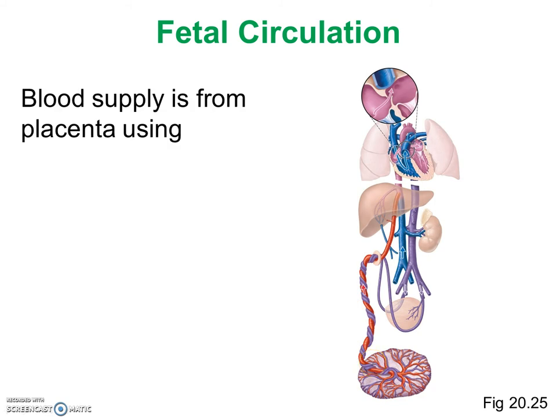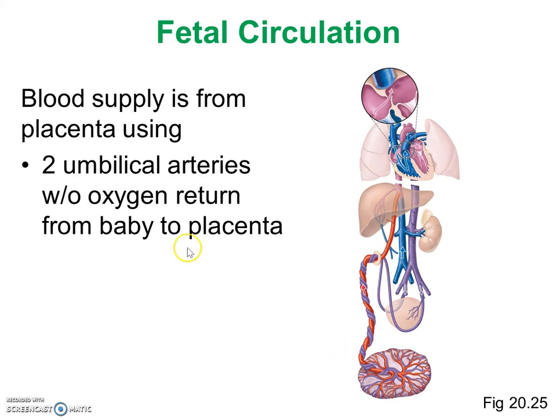So the key here is the blood supply with the oxygen is coming from the placenta and being returned to the placenta. So what we're going to do is have two umbilical arteries. Remember, arteries leave the heart. In this case, when they're leaving the heart, they have no oxygen, and they're going back. You notice right here, these two in the purple are going back with no oxygen from the baby back to the placenta. So there's two of them.